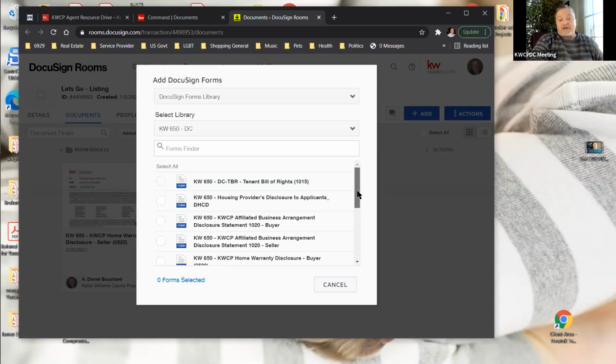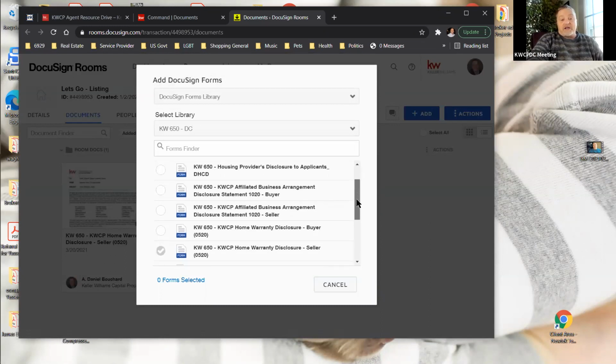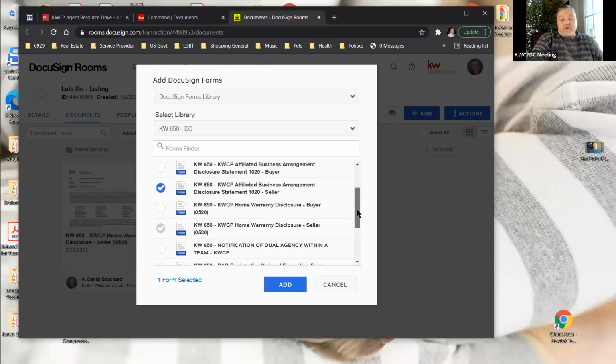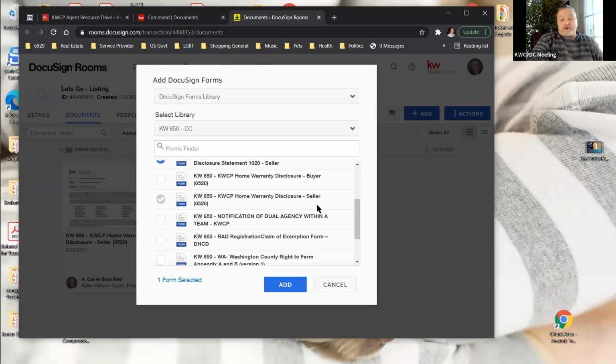When we're talking about Maryland, what we're going to need is the KWCP affiliated business disclosure for the seller. We're also going to need the KWCP home warranty disclosure for the seller.